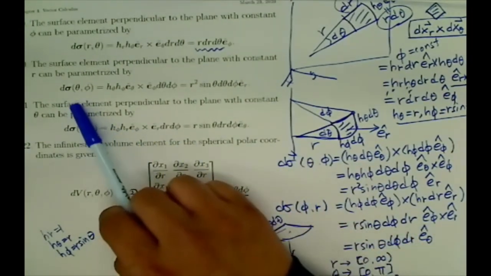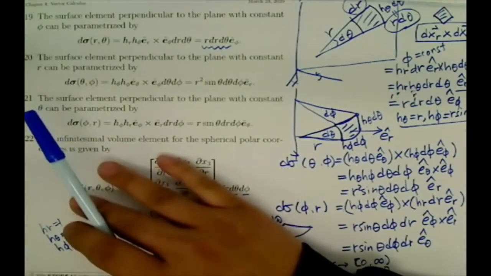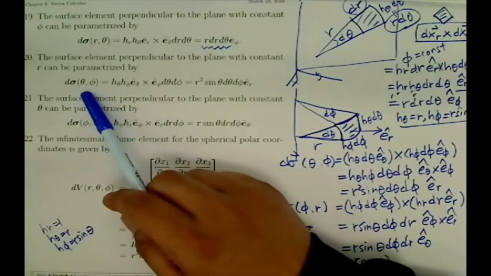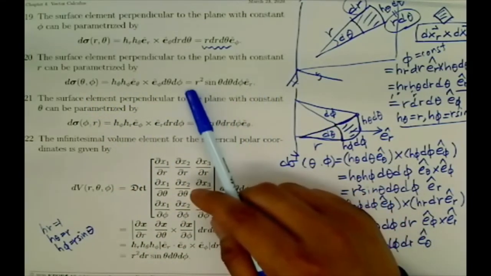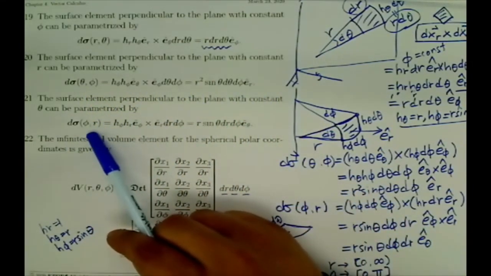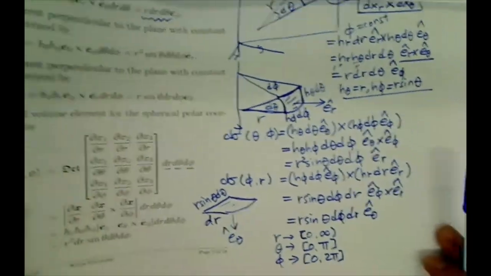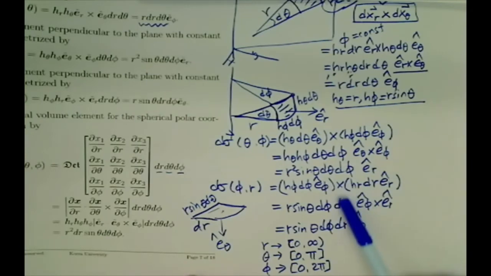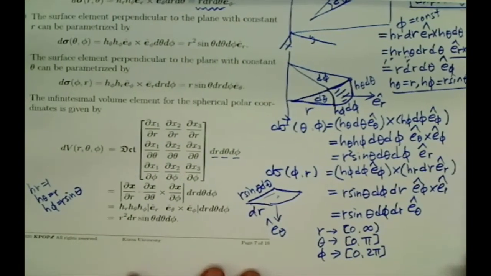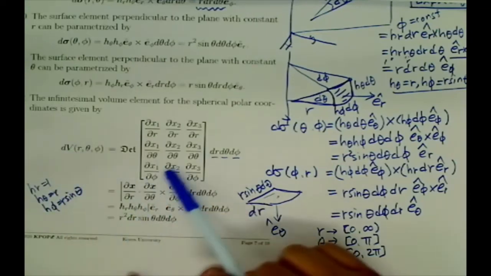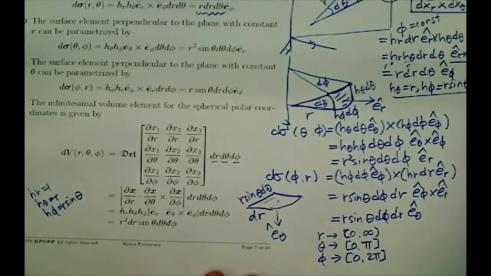The area element for the plane on the variation of theta and phi becomes this one, and phi and r becomes this one. The detailed calculations are all given here. We have the volume integral, which we have already studied before.